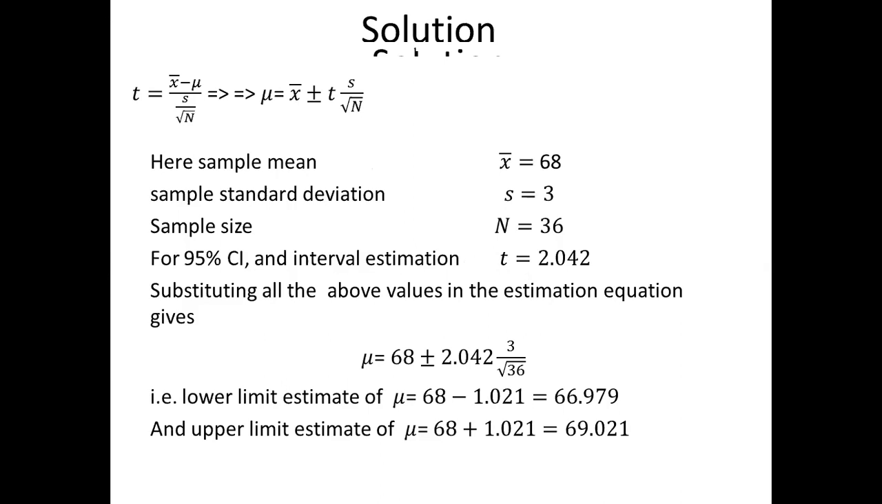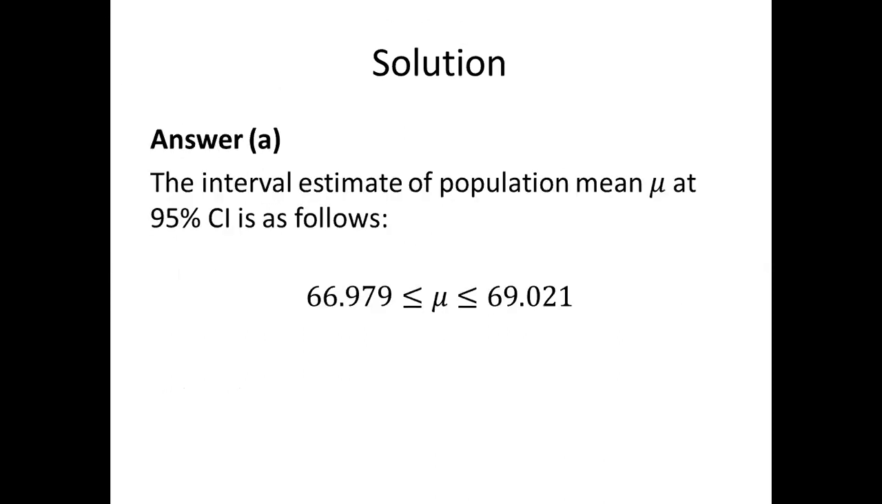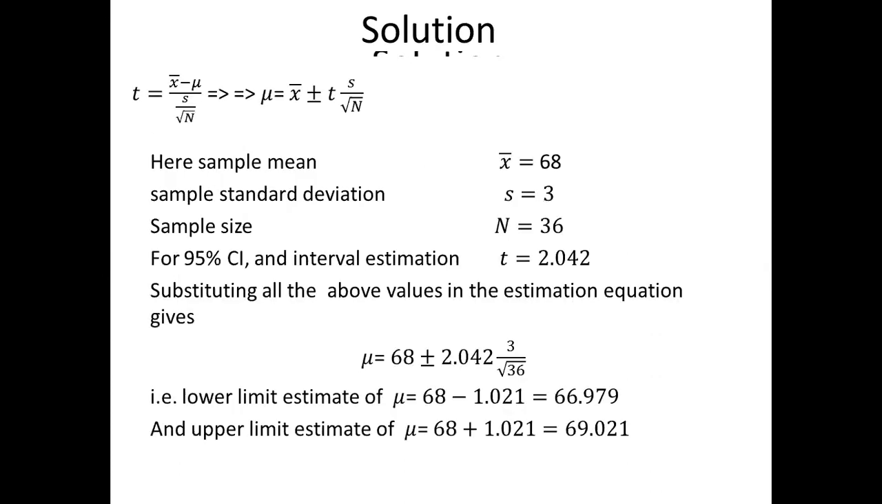We just plug in the values in this equation for the estimate of mu, and we again get a lower estimate of mu and then an upper estimate of mu, which is 66.979 for the lower estimate and 69.021 as the upper estimate. So what we understand is that at 95% confidence, the population mean would lie within this interval, having a lower limit of 66.979 and an upper limit of 69.021.